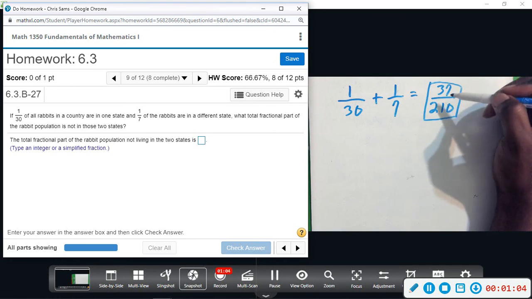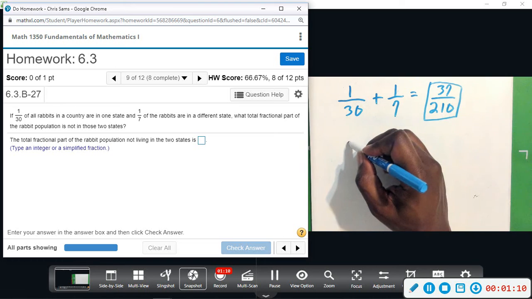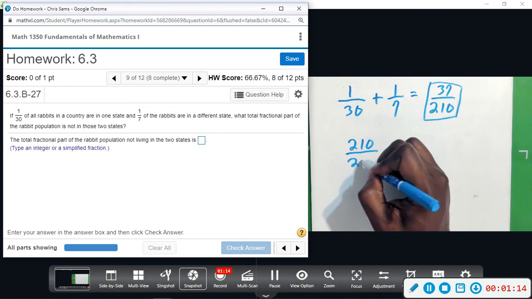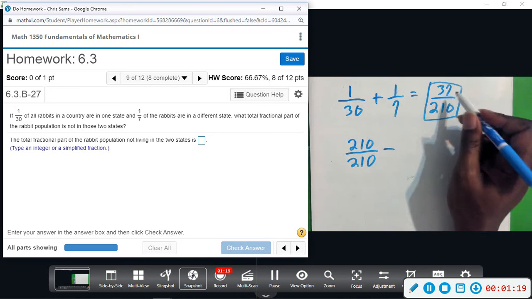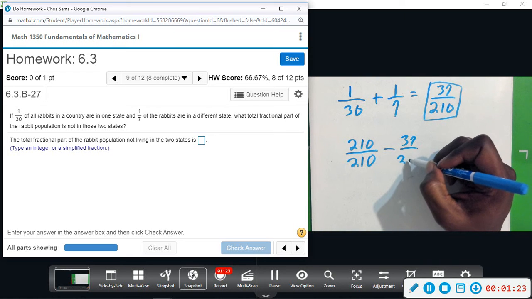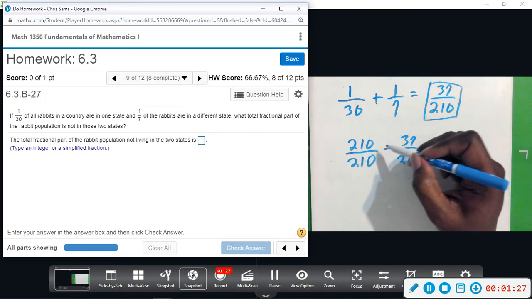We want to know how many are not. So if we did a total fraction, it would be 210 over 210. Just getting a common denominator. This represents 1 or 100%. We're going to subtract 37, the part that's in those other two states, and that will tell us how many are not.